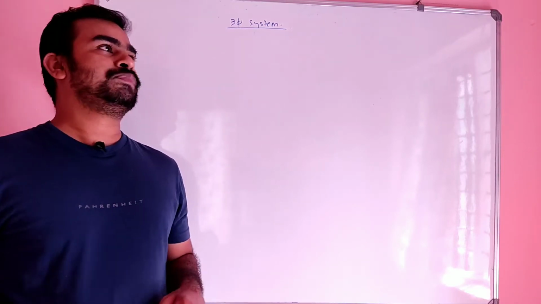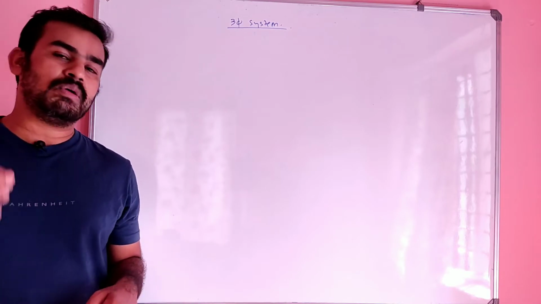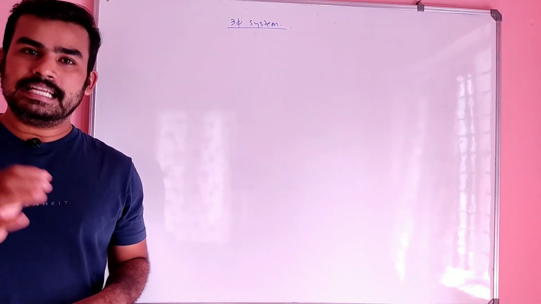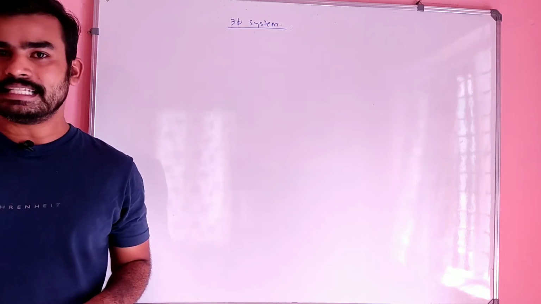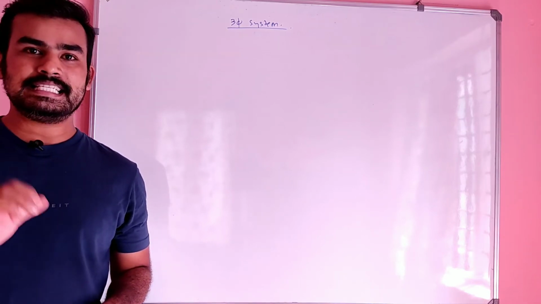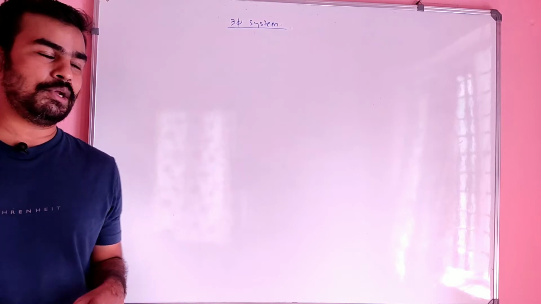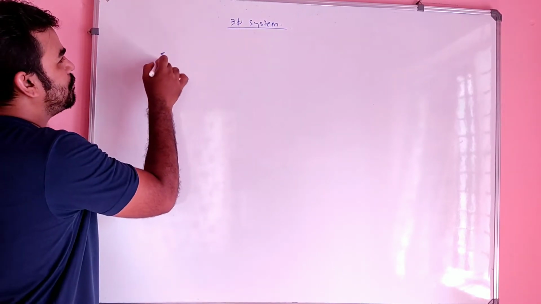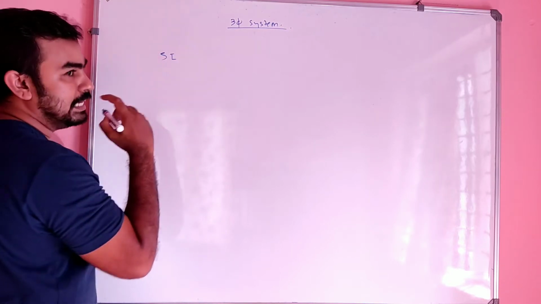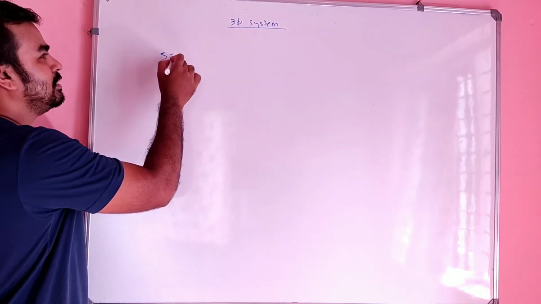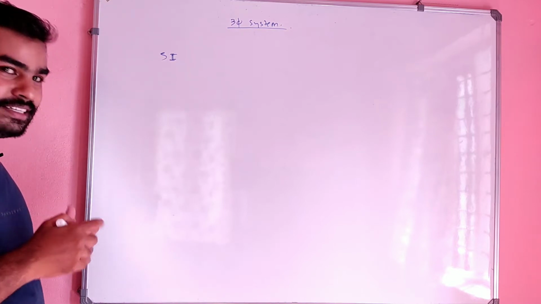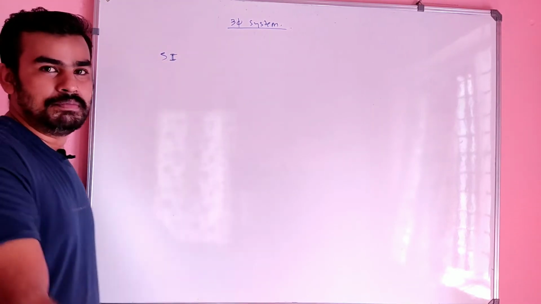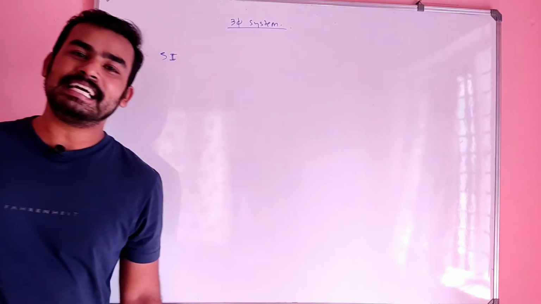Okay. And the key point you should note in star and delta is that in star connection, the current is the same, that is, the line current will be the same as the phase current. In order to remember this, you can use a technique like SI. You have heard the term SI system, right? So in star, I will be the same. So SI, star I will be same. Opposite will be the case in delta.